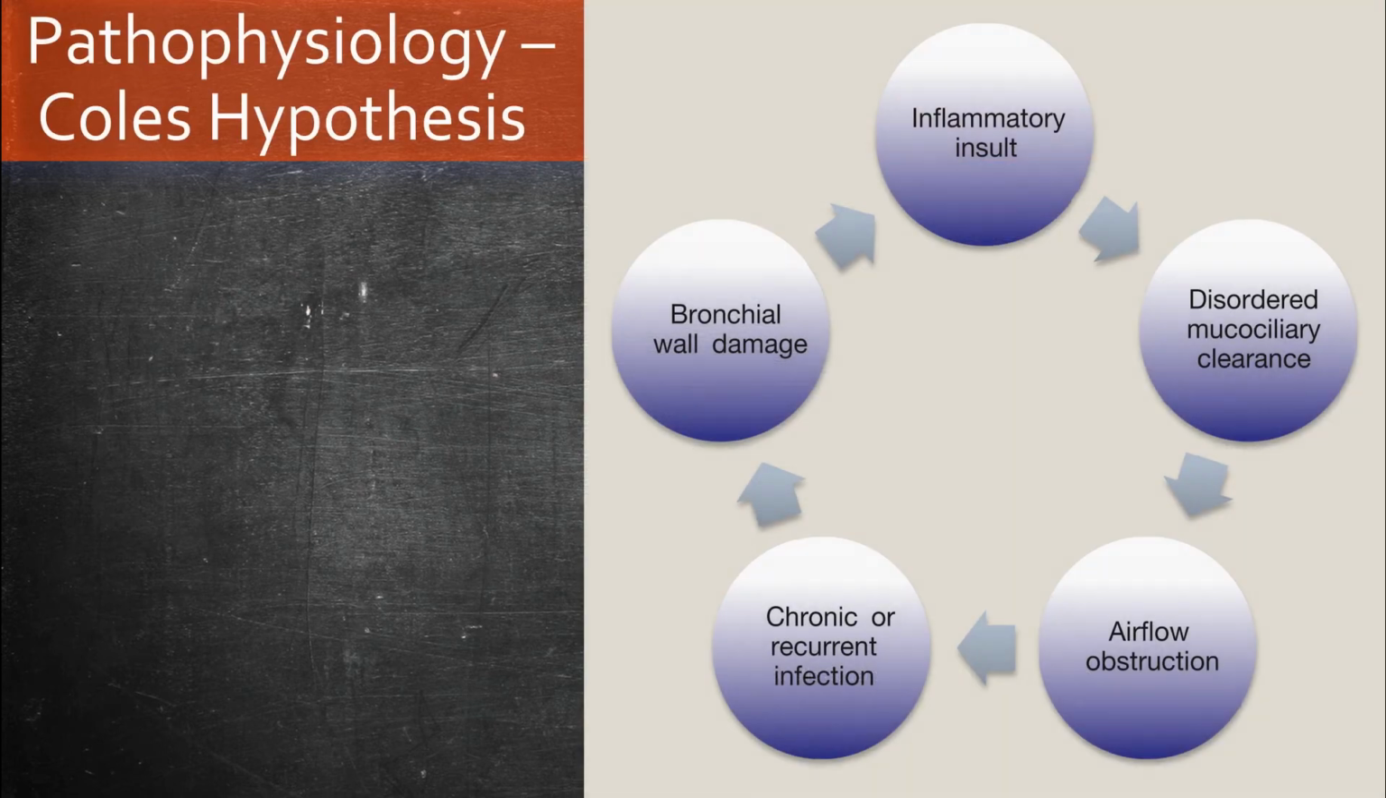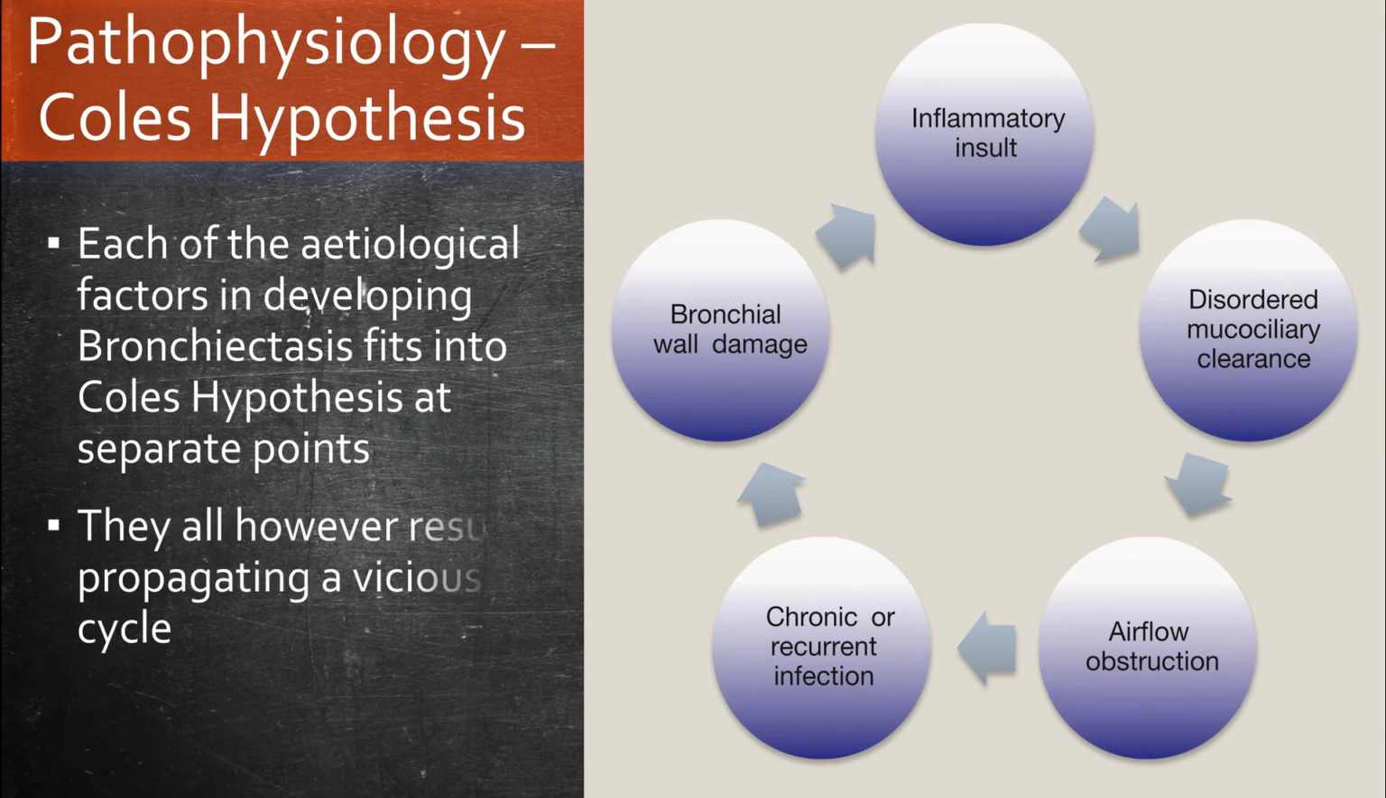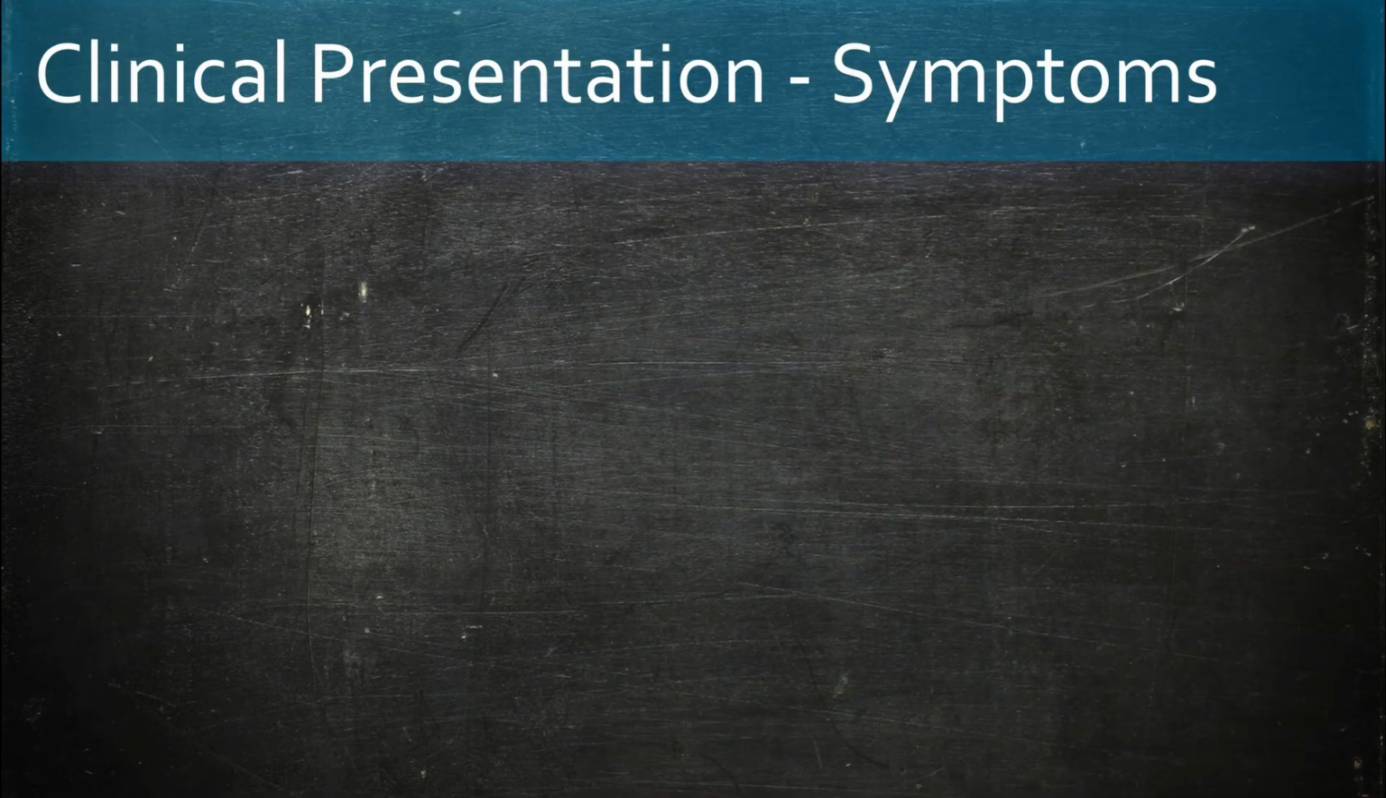So here's a diagram showing Cole's hypothesis. Each of the etiological factors discussed fits into Cole's hypothesis at separate points, however they all propagate in a vicious cycle. Symptoms of bronchiectasis include cough, sputum production.